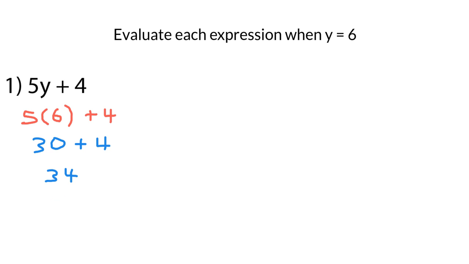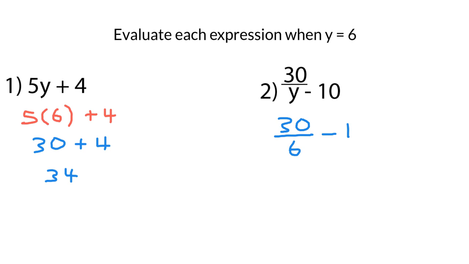Let's try another one. So number 2. In this particular case, we have 30 divided by y, subtract 10. And we're going to use substitution again. This time, I'm going to replace the y with 6 as I did before. So I got 30 over 6. So taking the y out and replacing it with a 6, and still have the subtract 10. If I do 30 divided by 6, I get an answer of 5, and I still have my subtract 10. And if I do 5 subtract 10, I get an answer of -5. So for this expression, 30 divided by y subtract 10, when y is equal to 6, we get an answer of -5.